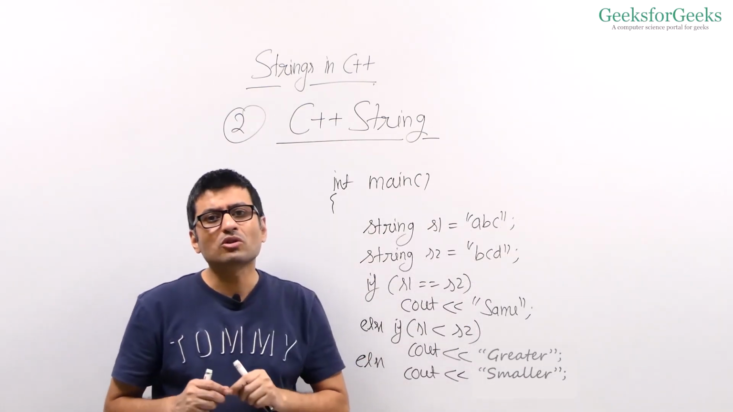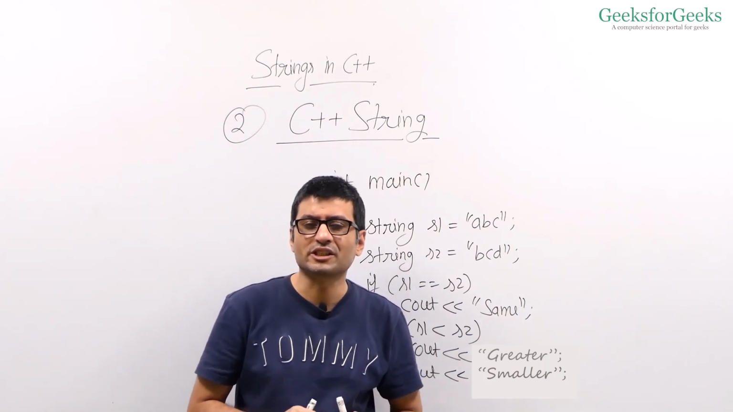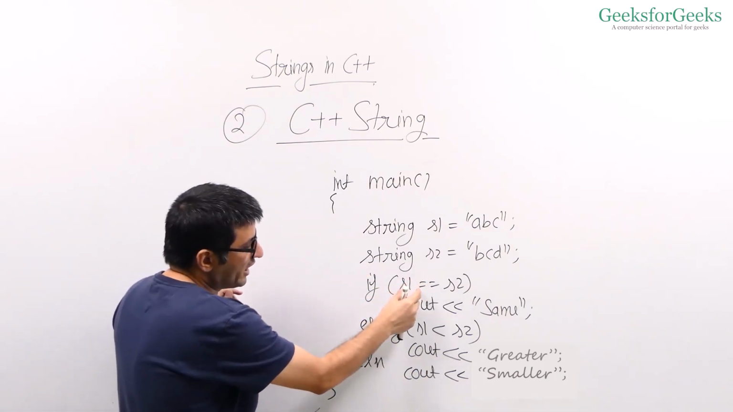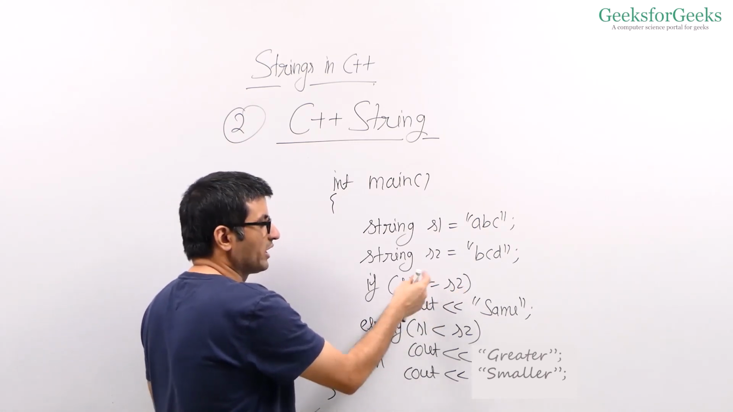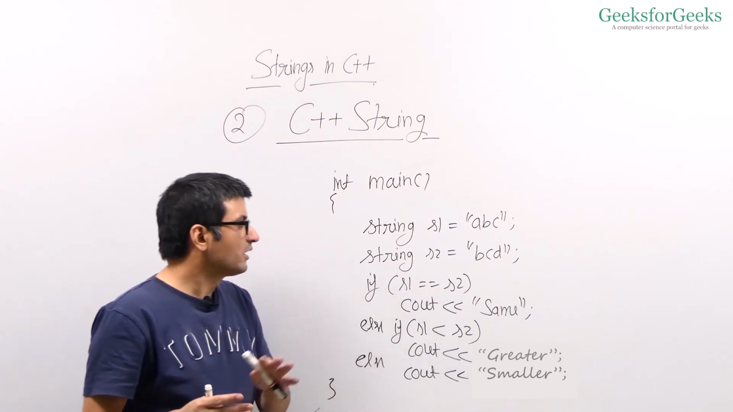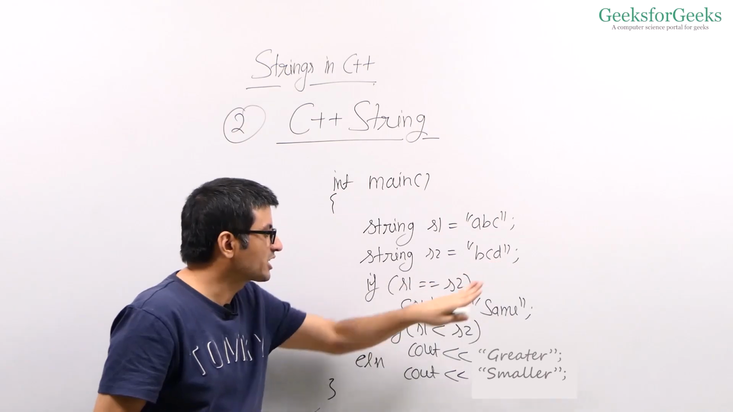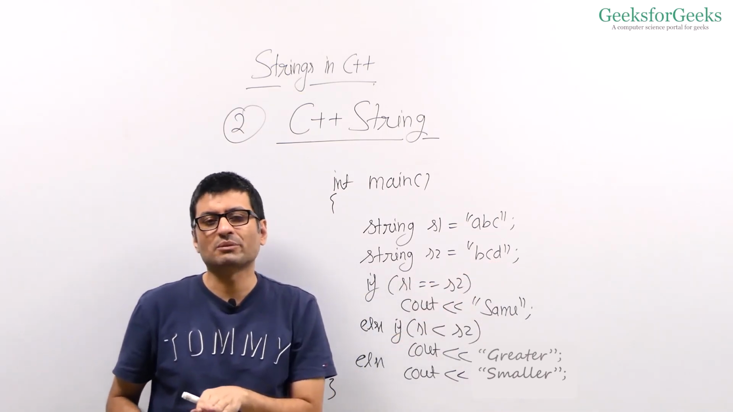Here I have used operators instead of the strcmp function that we used in C style strings, and they are very convenient to use. I am writing s1 equal to s2. If they are same, then this condition will become true and it will work like strcmp. It will compare character by character. Here output will be greater because BCD is lexicographically greater than ABC. So the output for this program is greater.